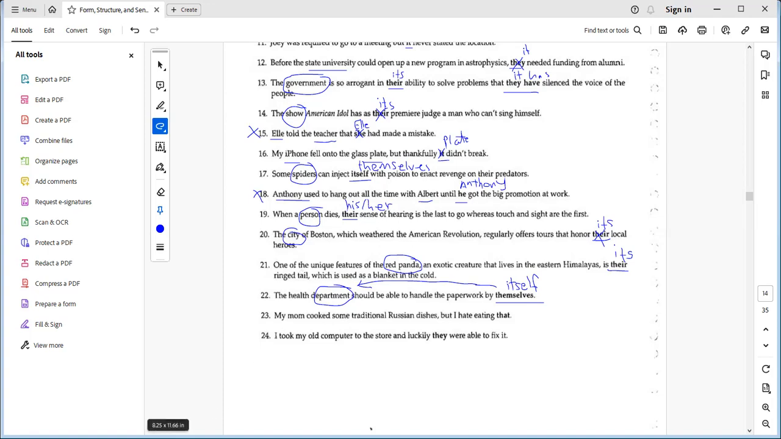My mom cooked some traditional Russian dishes, but I hate eating them. Perfect. I hate eating them because of dishes. The last one, 24.